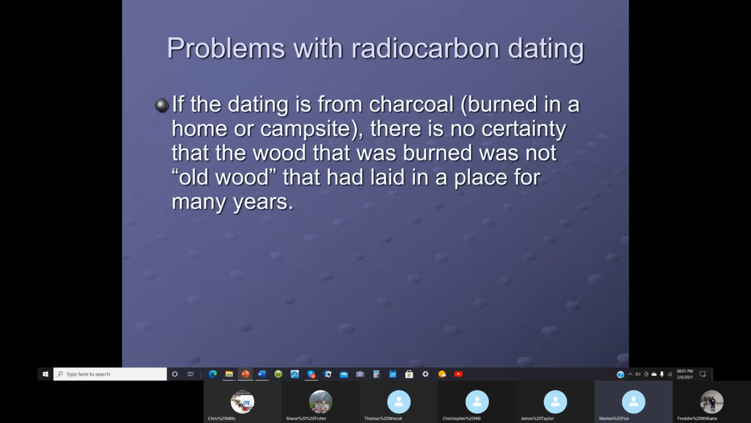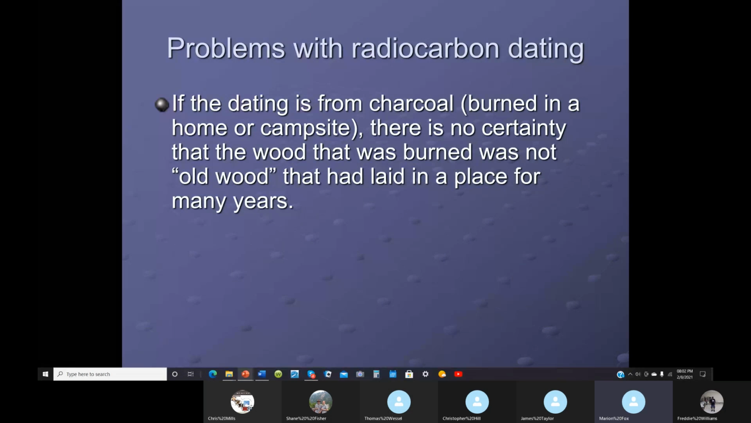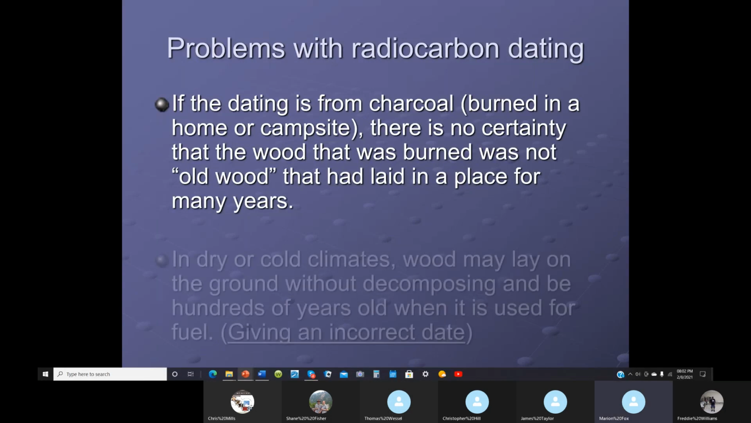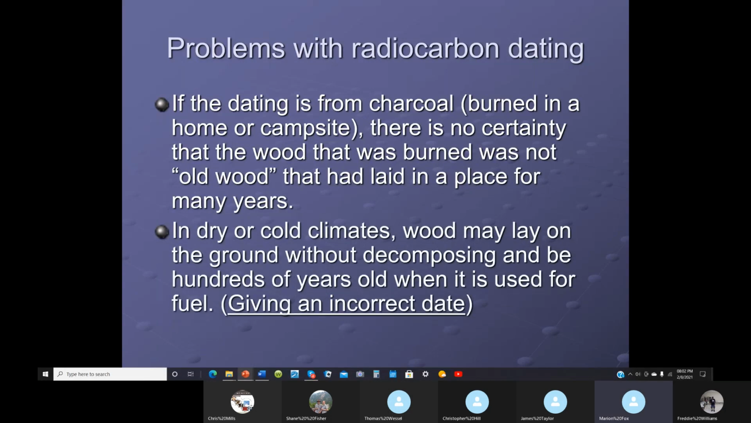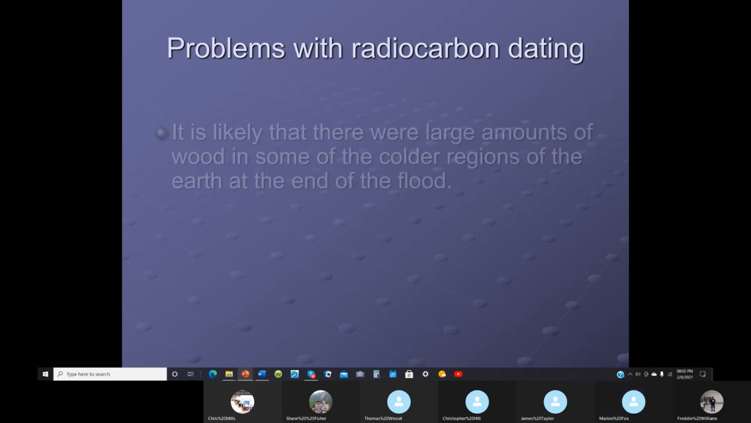If the dating is from charcoal burned in a home or a campsite, there's no certainty that the wood that was burned was not old wood that had laid in the place for many years. They don't know how long the wood had laid around before it was burnt, right? In drier, cold climates, wood may lay on the ground without decomposing and be hundreds of years old when it's used for fuel. That would give an incorrect date to it.